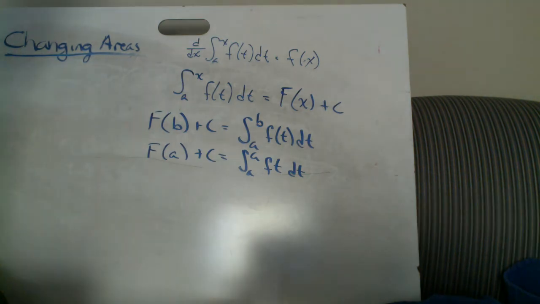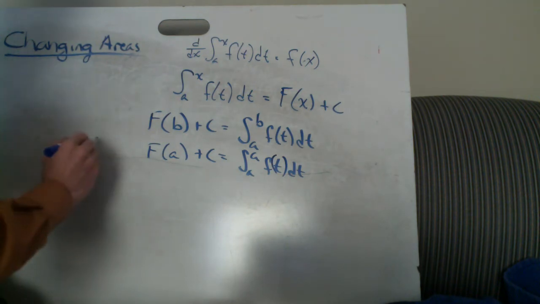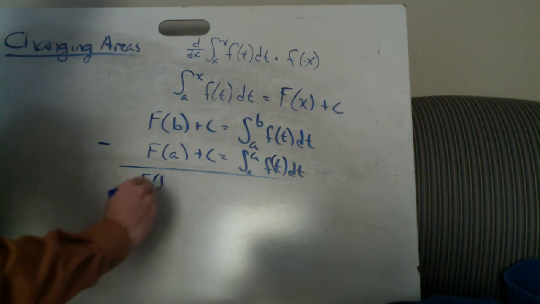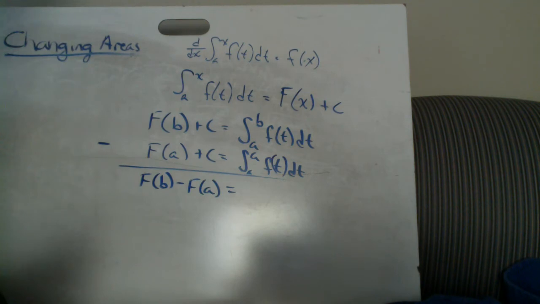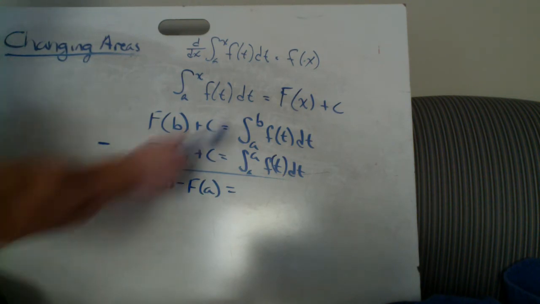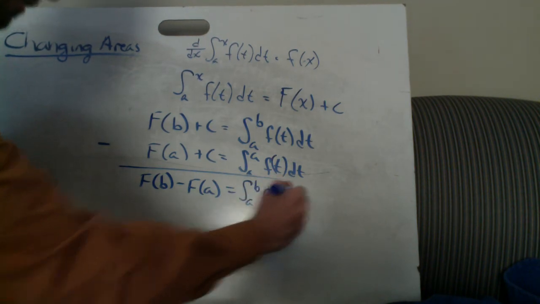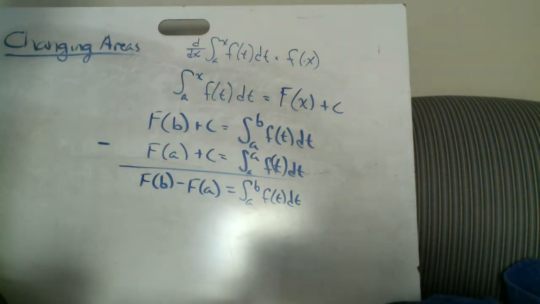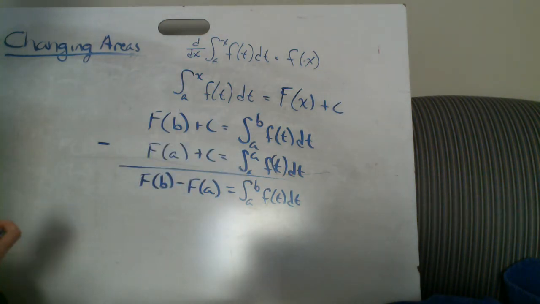These are kind of cool facts, but I can put them all together in this really nifty way right here. If I subtract these two equations, on the left-hand side I get f of b minus f of a. On the right-hand side, this is super cool. Ready? I get the integral of f of t from a to b. The integral from a to a of f of t is just 0. It's always 0 because I'm finding the area over an interval whose width is 0.